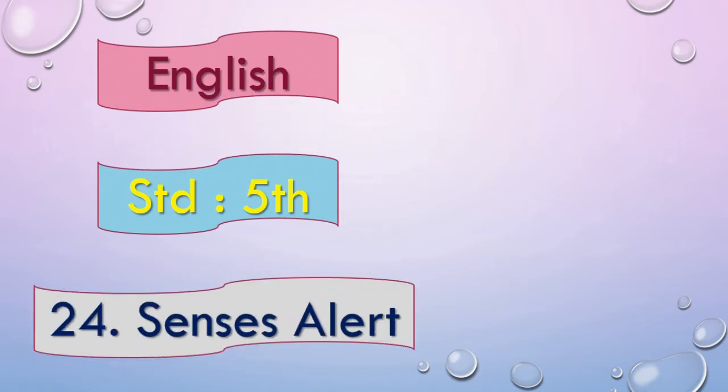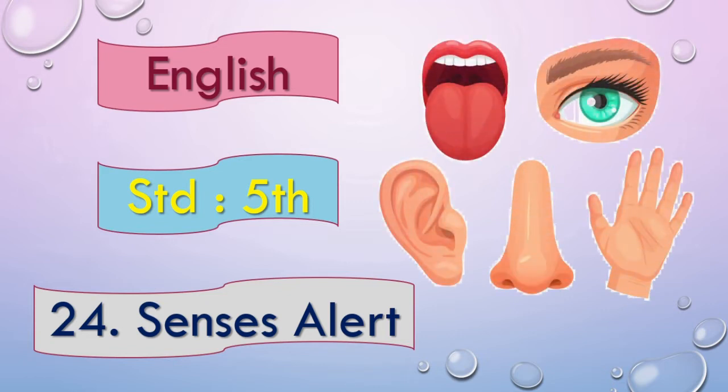Dear children, you know the meaning of senses. We have 5 sensory organs, right? You know about this through EVS. We have 5 sensory organs that are tongue, eyes, ears, nose and feel or touch. Right? We use these 5 sensory organs while observing any picture.